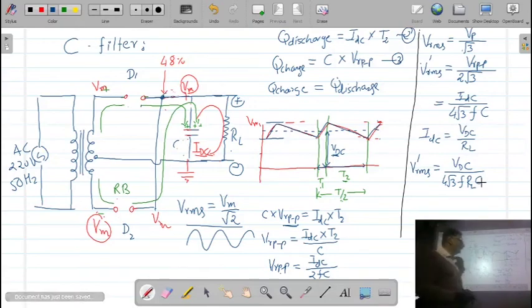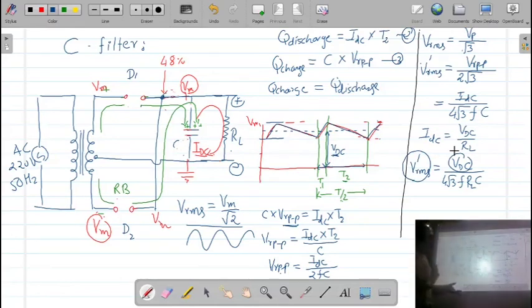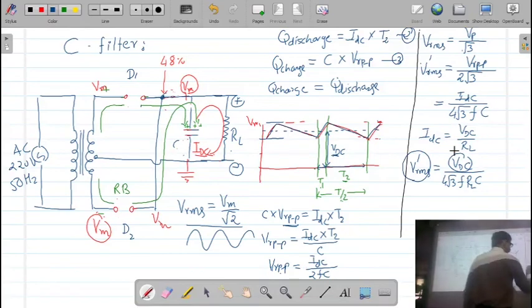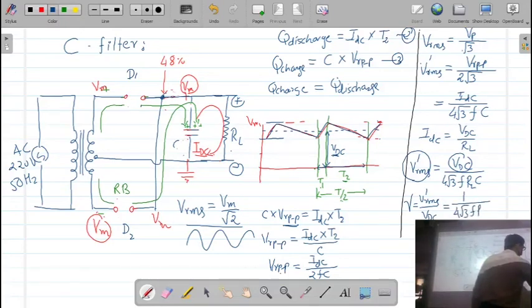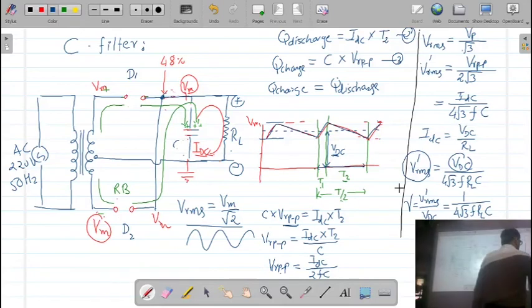Now what is ripple factor? Ripple factor is the ratio of V dash RMS to VDC. So on the left hand side V dash RMS is there, on the right hand side VDC is there. So I will take this ratio, V dash RMS by VDC, and you can say it is 1 upon 4 root 3 F RL into C. So this is the formula for a capacitor filter.